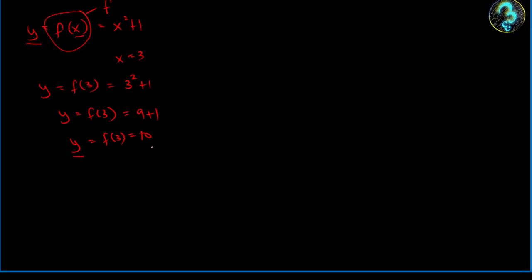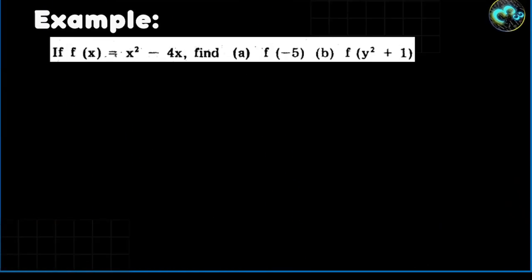Okay, let's try to have some examples. We need to find f of x for the given function. If f of x is equal to x squared minus 4x, we need to find A, f of negative 5, and B, f of y squared plus 1. Okay, solution.